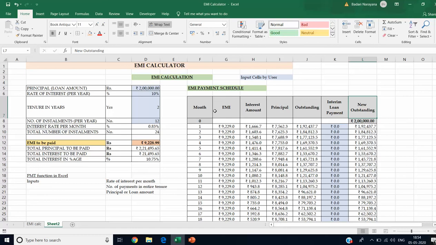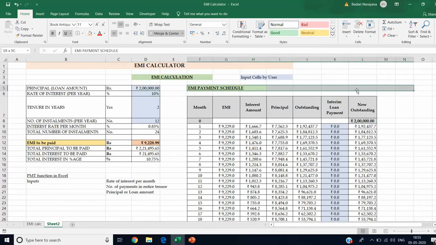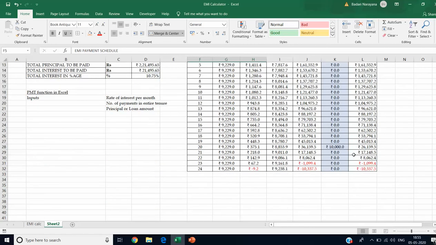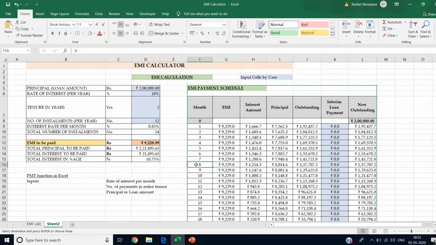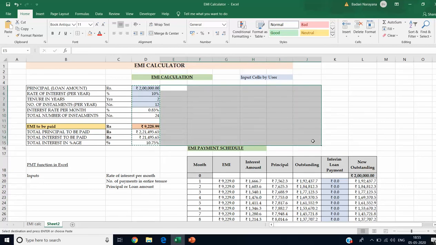Now let's see how to compare the various financiers based on the rate of interest for the same loan and the same tenure, or to see what's going to happen if the tenure is increased or decreased. For calculation purposes I just move the cells down. This is the calculation we have done for an amount of 2 lakhs, 10% and 2 years. I'm copying the same data into various other columns.